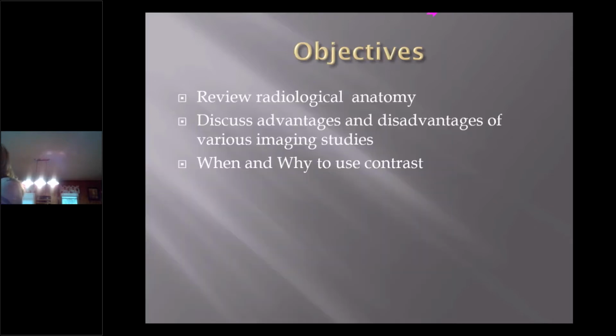So what are some of the objectives? I made these pretty obtuse. Review radiological anatomy, which we'll talk a little bit about. Discuss, and here's the big one, the advantages and disadvantages of various imaging studies. And then really the third one is when and why to use contrast, because that seems to be one of the biggest questions and concerns that folks have.